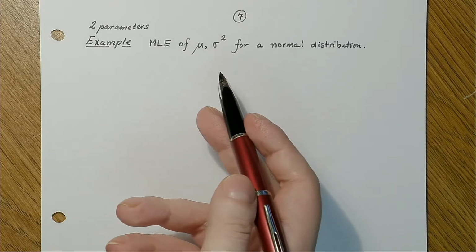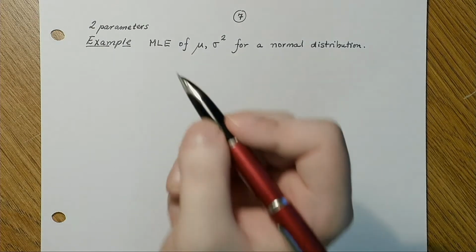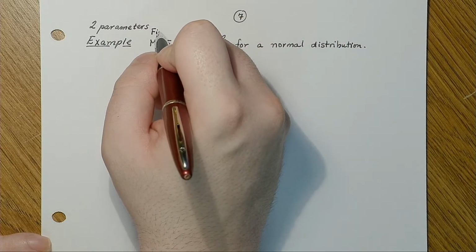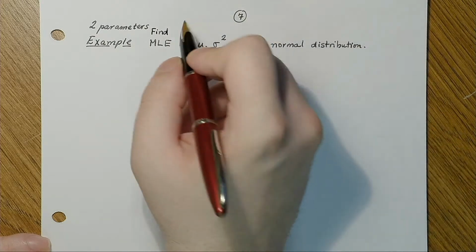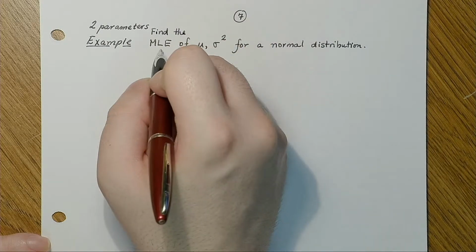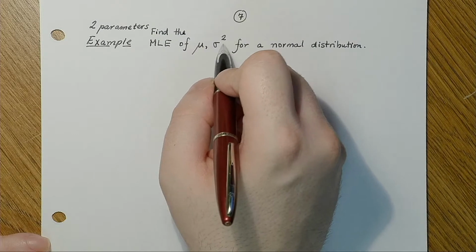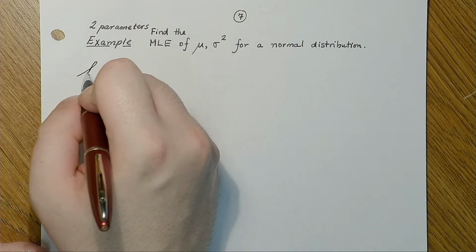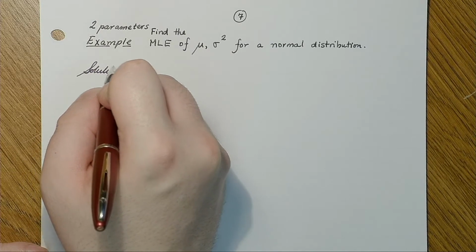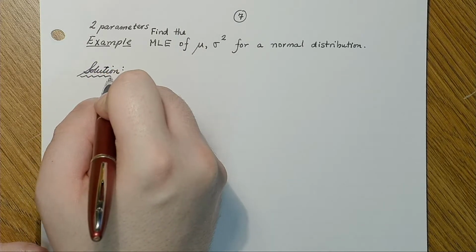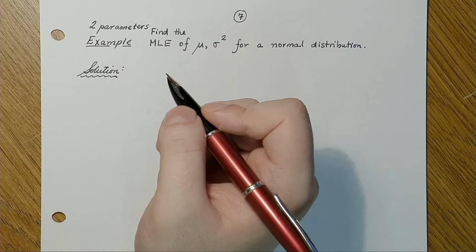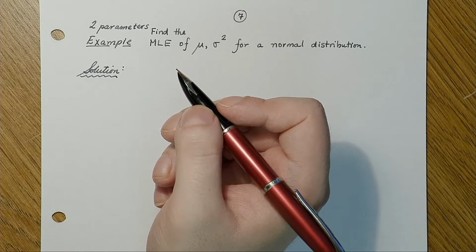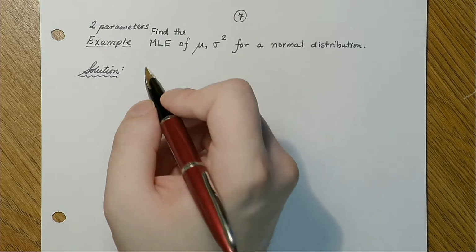So right there, that could be just one question on an exam or on a quiz. Find the maximum likelihood estimator of mu and sigma squared for a normal distribution. Okay. So what we should do is recall what the normal probability density function is.